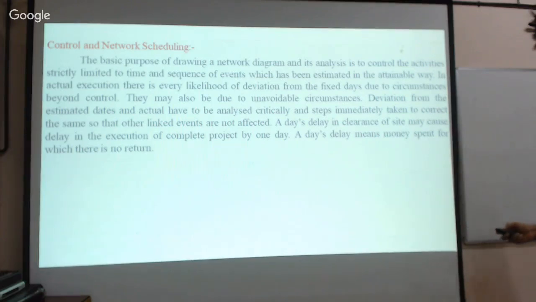Control and network scheduling. The basic purpose of drawing a network diagram and its analysis is to control the activities strictly limited to the time and sequence of events, which has been estimated in an attainable way. In actual execution, there is a very likely chance of deviation from the fixed days due to circumstances.